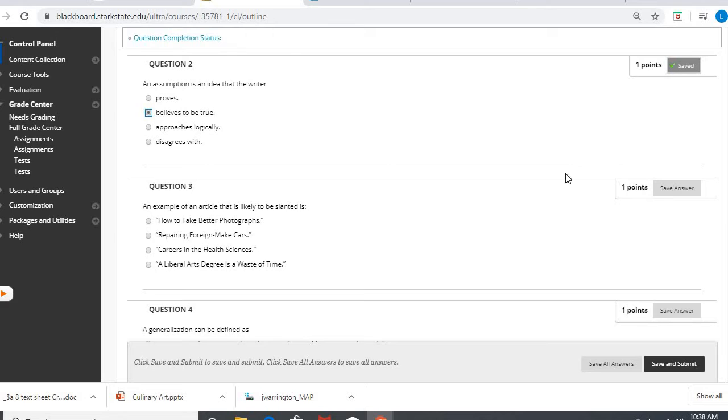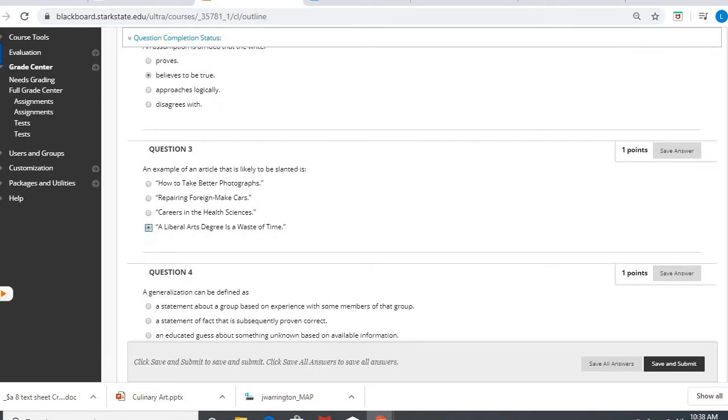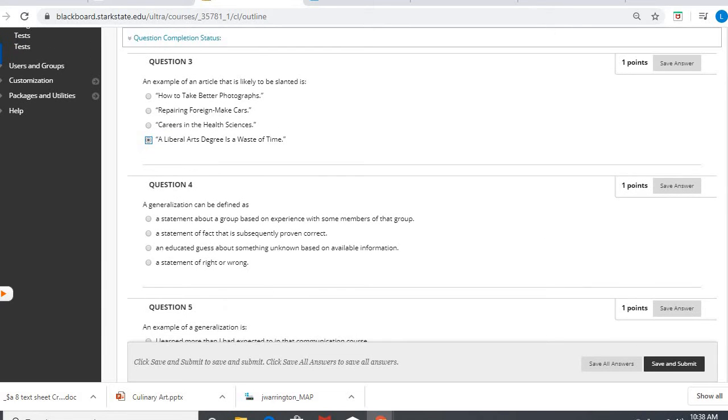Question 3, an example of an article that is likely to be slanted. So just based on titles, which one of these do you think would have some bias in there? How to take better photographs, repairing foreign make cars, careers in the health sciences, a liberal arts degree is a waste of time. Hopefully you can tell that that very last one definitely includes some bias. That is going to be slanted against getting a liberal arts degree. It's not going to give you many of the benefits.